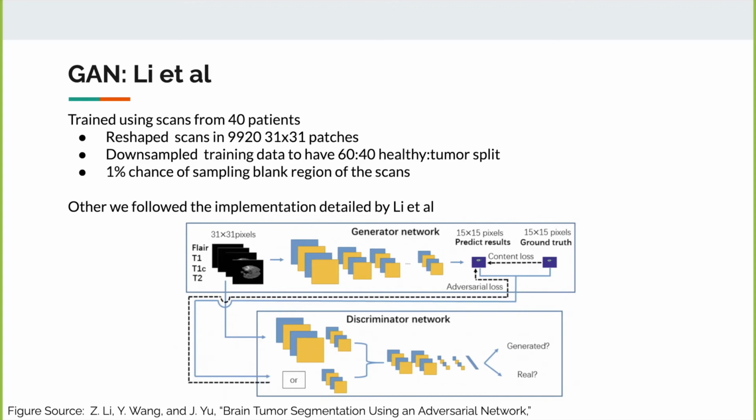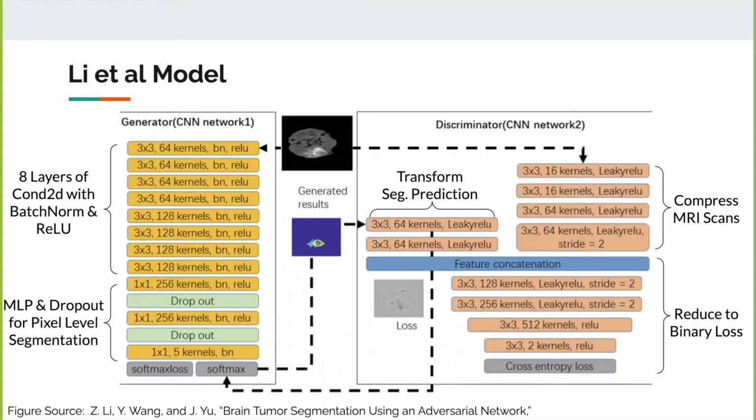As with the CNN model, we trained using scans from only 40 patients due to memory restrictions. Further, because of our much smaller patch size, some patches are entirely outside of the skull. We rebalanced our dataset to have a 60-40 split between healthy and tumor patches, with a 1% chance of sampling a patch outside of the brain. The Li model consists of 8 convolutional blocks feeding into an MLP to compute a pixel-level segmentation over the entire patch. This 15 by 15 segmentation is then given to an adversarial network to predict a higher order loss function.